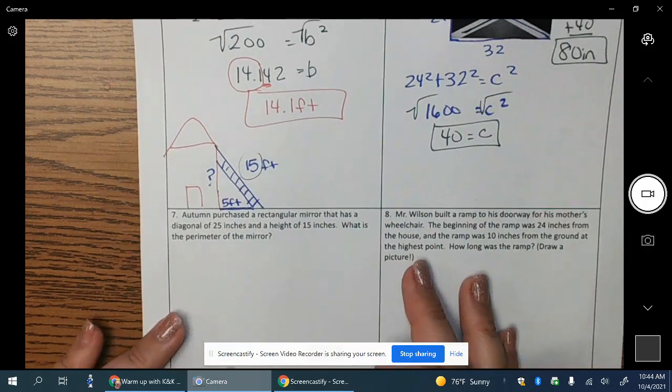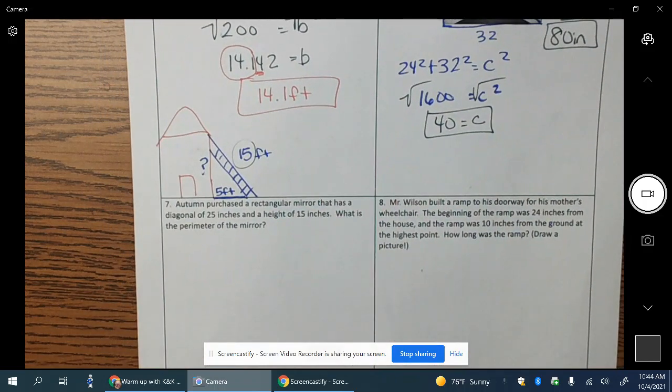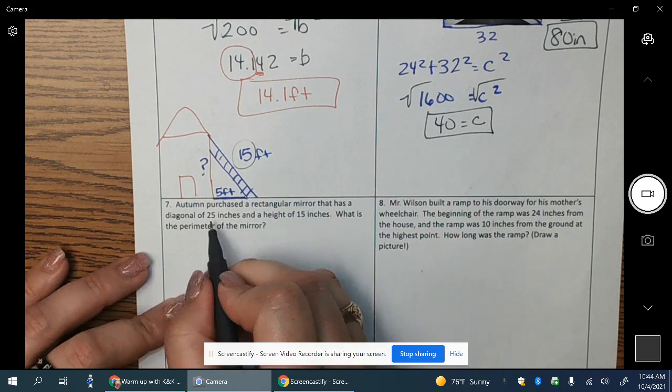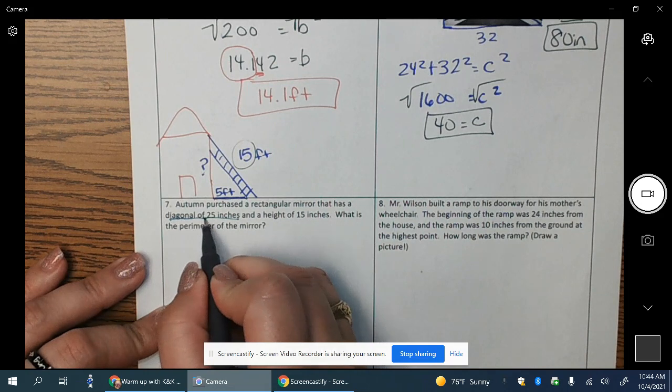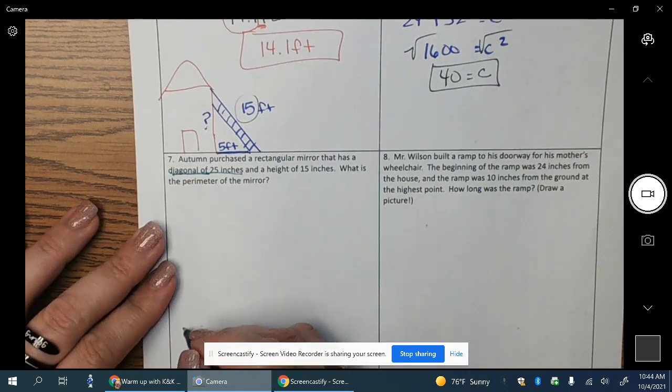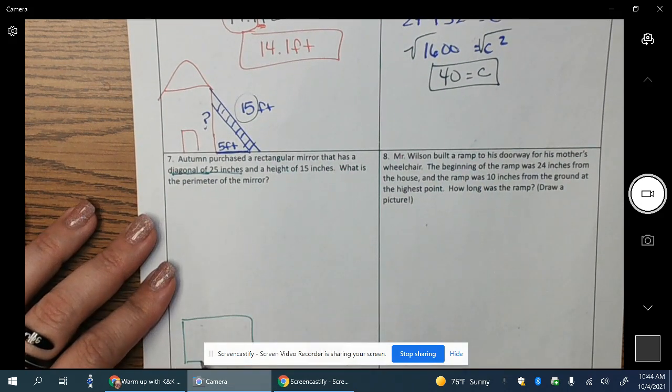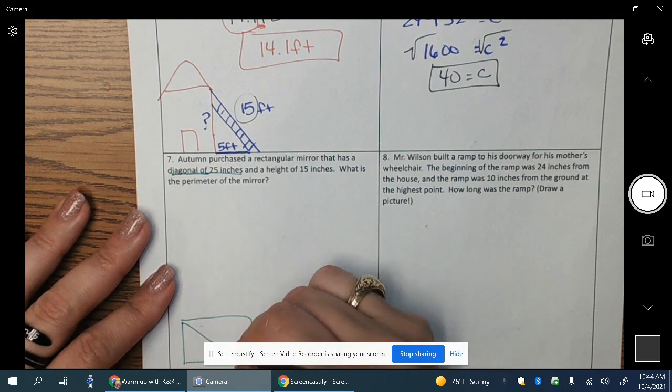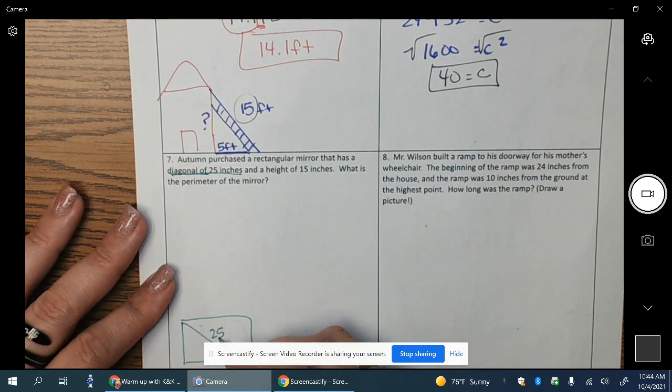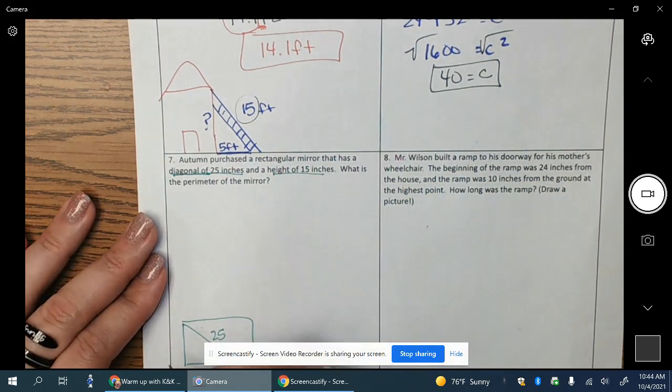Okay, go ahead, Lydia. Autumn purchased a rectangular mirror that has a diagonal of 25 inches and a height of 15 inches. What is the perimeter of the mirror? All right, perfect. Thank you, ma'am. So 25 inches is which part? Diagonal. The diagonal, which is what letter? C. That diagonal is always C, so 25. It has a height of 15.